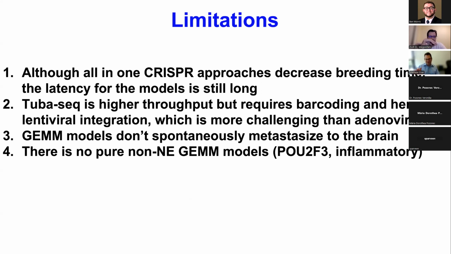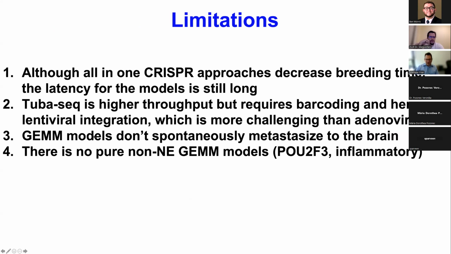Clearly, I think CRISPR mouse modeling with somatic editing has decreased breeding time, but the latency is also still quite long for these models. So I think the ways that we can study this in higher throughput, such as with Tuba-seq, or if there are other approaches, will allow us to understand more information on a specific question surrounding a phenotype in higher throughput.